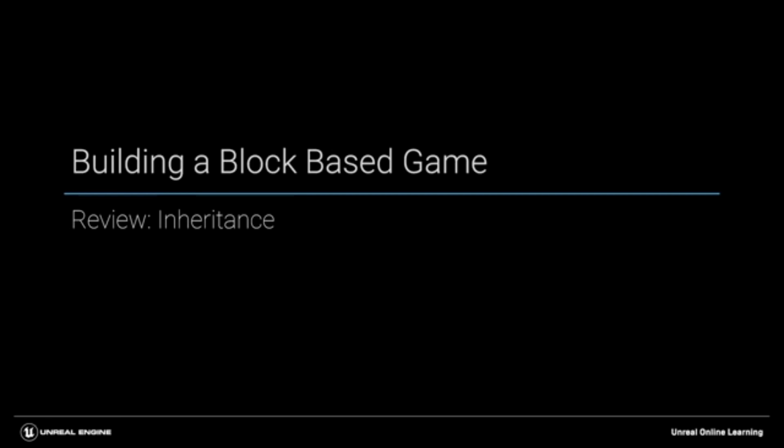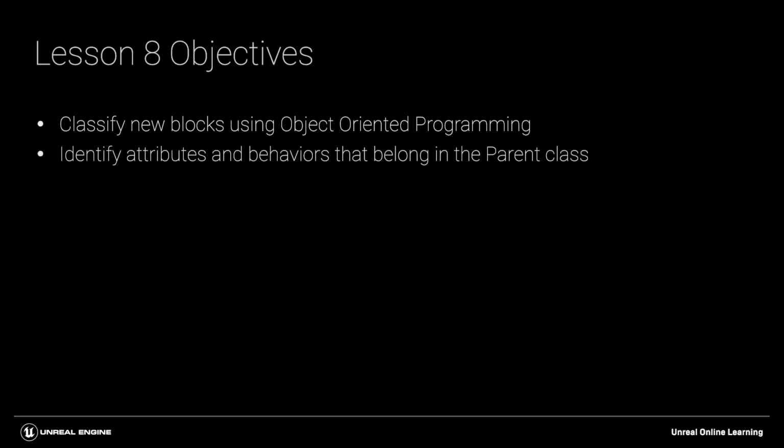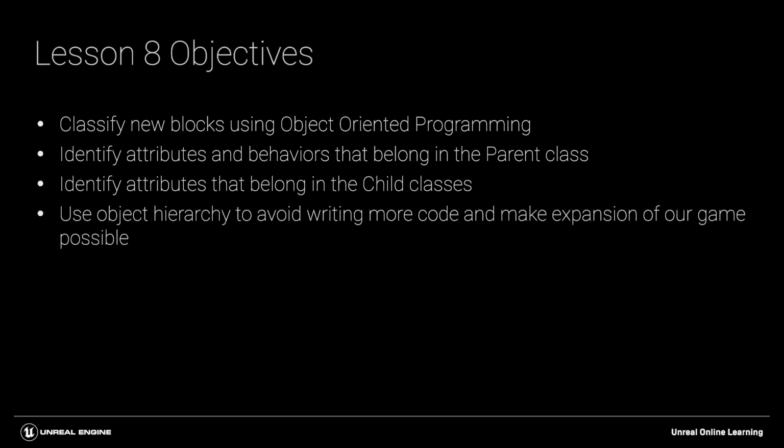In this lesson, we'll explore the object-oriented paradigm of inheritance. We'll show how we classify new blocks using inheritance, and we'll identify attributes and behaviors that belong in a parent class. We'll also identify the attributes that belong in child classes, and we'll use the block game as our example. We'll use an object hierarchy to avoid writing more code and make expansion of our game possible.